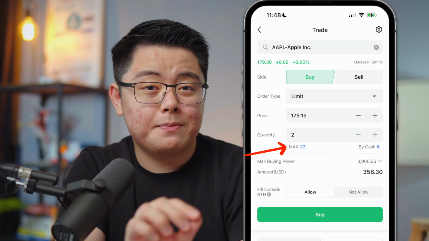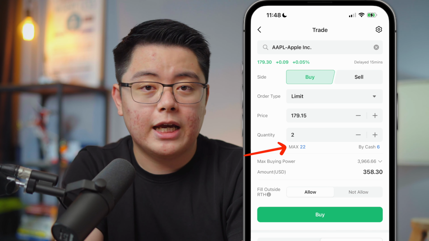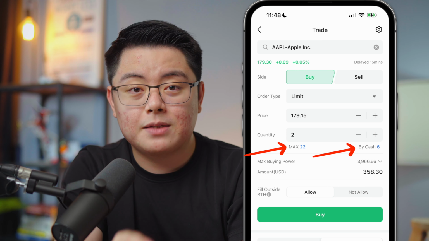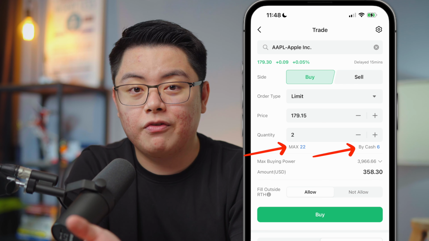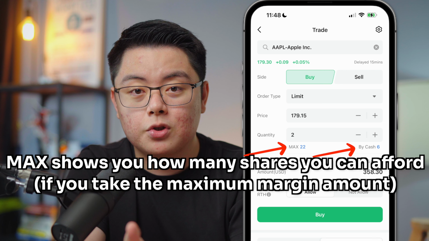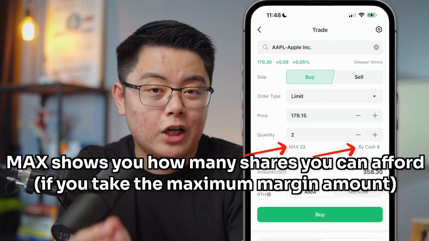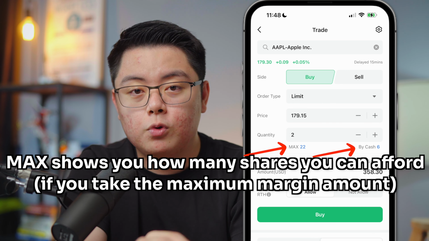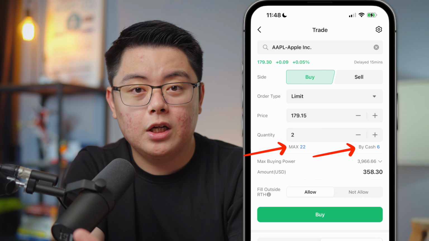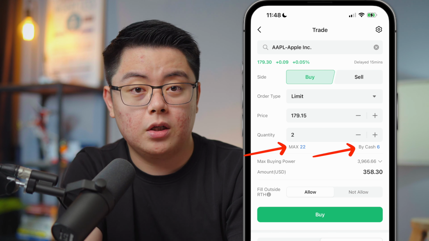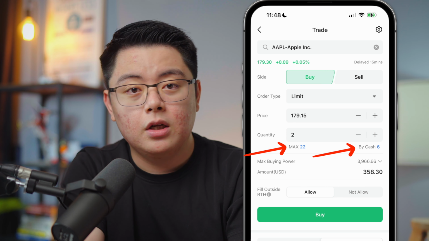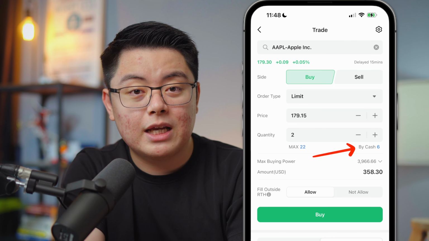And notice there is this max buying power of 22 shares and buy cash is 6 shares. The max means I can take a lot more margin to buy Apple shares, and apparently I can afford to buy up to 22 shares of Apple stock. But if just purely based on cash, I can only buy up to 6 full shares, which is right about the 5,000 ringgit amount I have in my account, since each Apple stock is about 800 ringgit as of the recording of this video. And like I've mentioned earlier, for beginners, just stick to this number by cash.